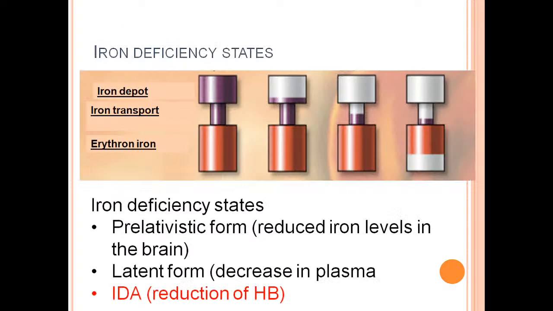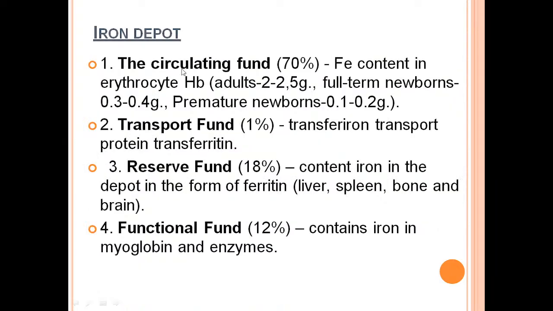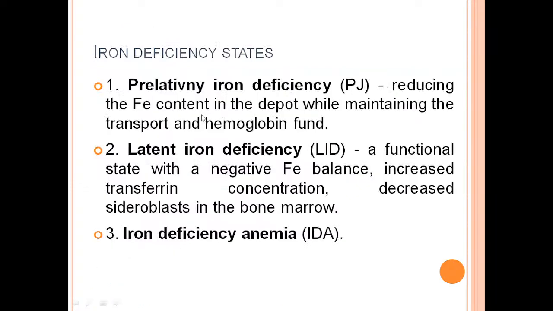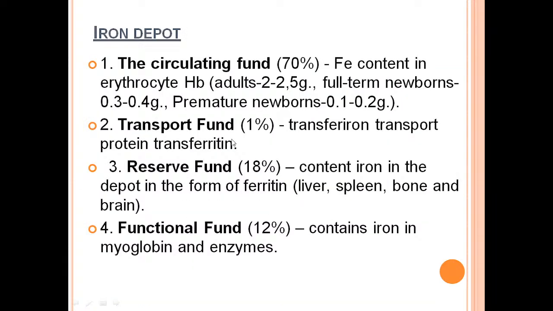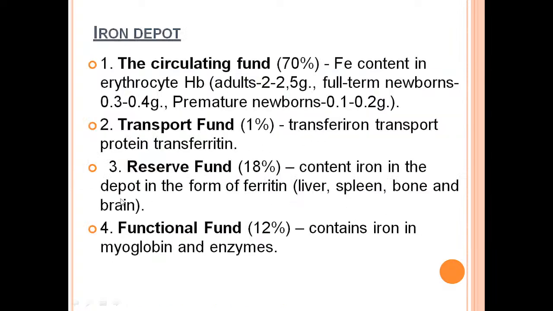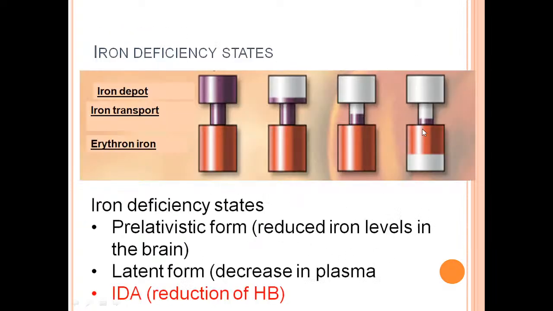Here you see bands, with points, and you see iron deficiency anemia. We have changes in each of these points. The first one you see is the circulation fund, this band. The second one is the transport fund, this band. The reserve fund, this band, and the functional fund is this band.